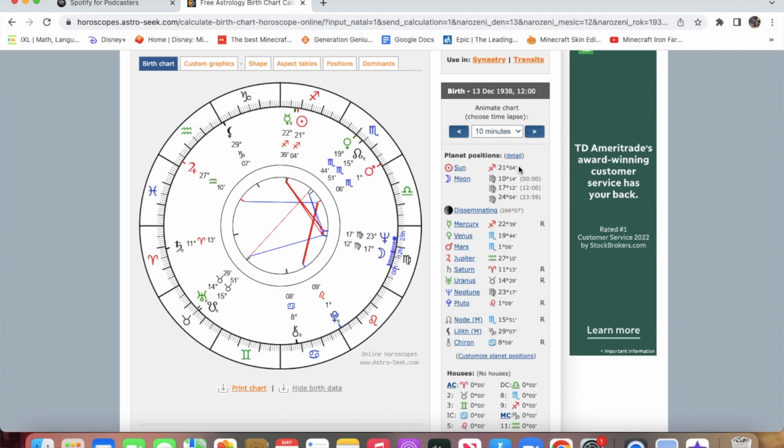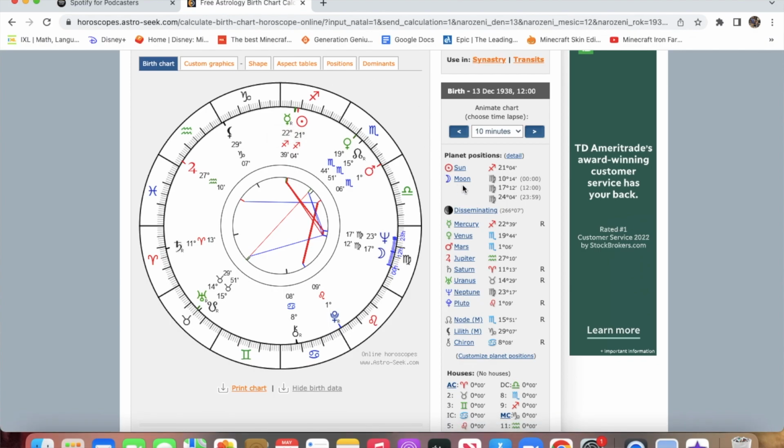Now, December is in Sagittarius. So look right there, sun is at 21 degrees of Sagittarius. And look, there are no housing systems. So we do not know what house it falls in. It just falls into Sagittarius. And we see that right there.